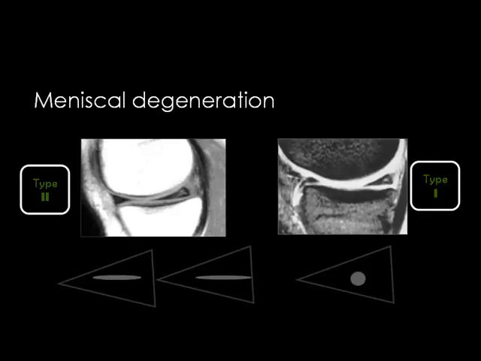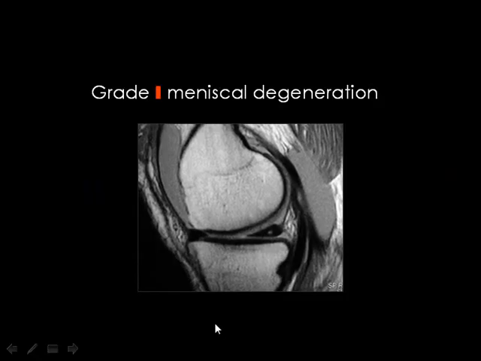Now, we have two types of degeneration, grade 1 and grade 2. Grade 1 is just a dot in the meniscus, like this one, a dot. And grade 2 is a line. Grade 1 is a small lesion, grade 2 is a relatively larger lesion. Then, this is grade 1 degeneration, and this is grade 2 degeneration. Okay?